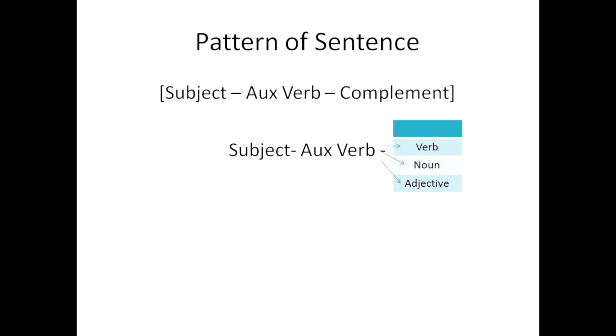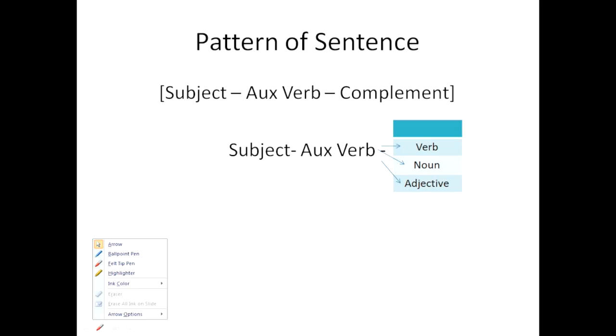Okay, now continuing this logic, there's a pattern of sentence formation. The pattern is very simple. Subject, the doer of the action. The doer of the action is called subject. Okay, subject के बाद auxiliary verb लगता है. Okay, and auxiliary verb के बाद complement लगता है. What are complements? These are the complement. So इसका मतलब subject के बाद auxiliary verb आएगा, और auxiliary verb के बाद either verb आएगा, या noun आएगा, या adjective आएगा, depending upon the auxiliary verb that you are using here.